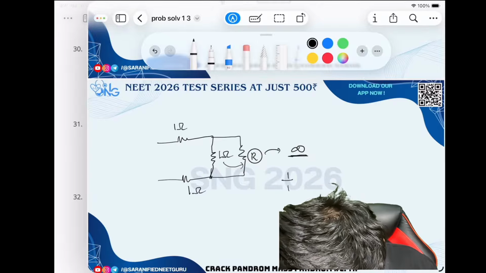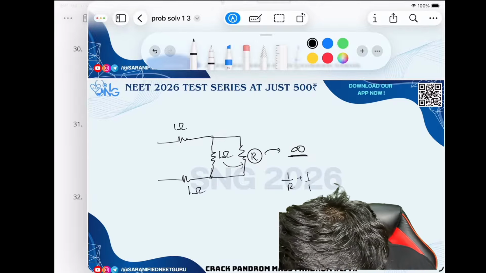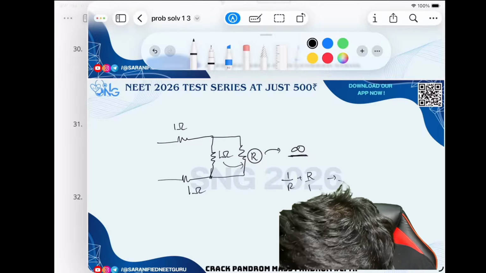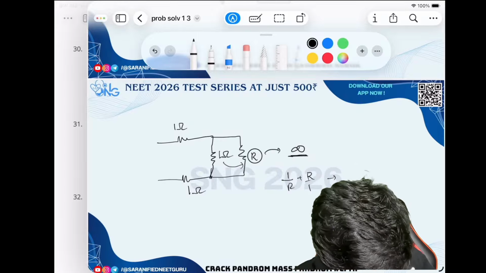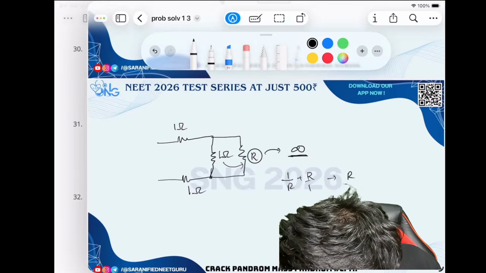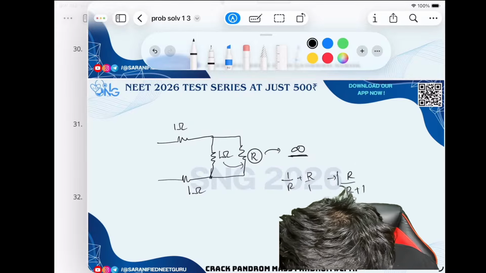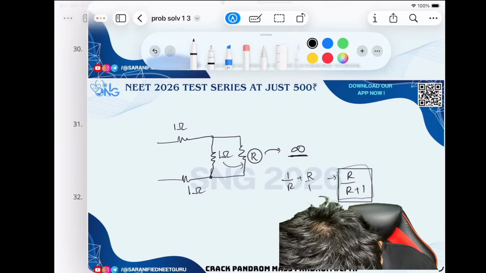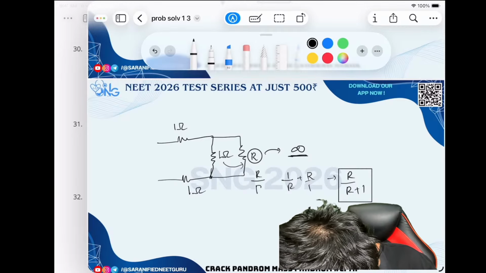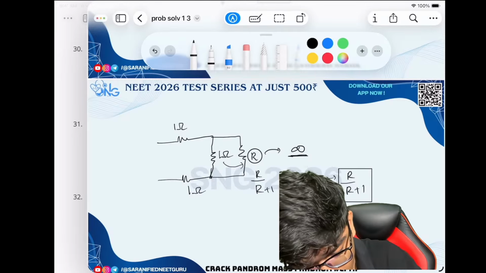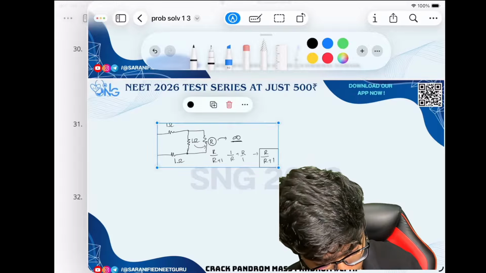So it's nothing but 1 by R plus 1 by 1, nothing but R. So it's nothing but R by R plus 1. This is my effective resistance here. R by R plus 1.